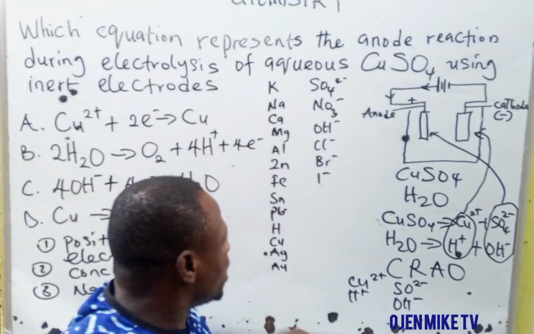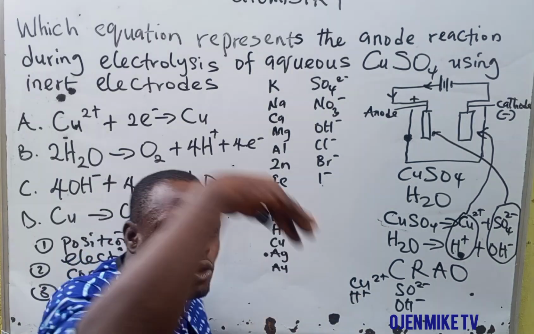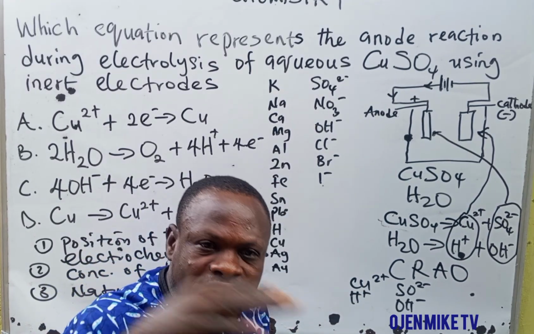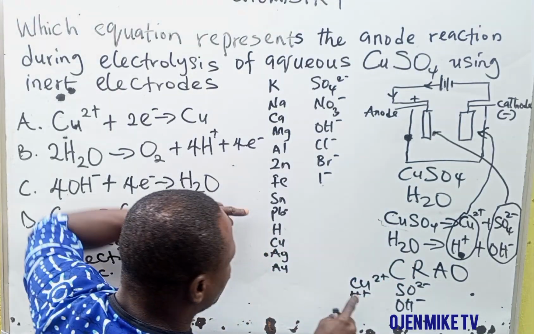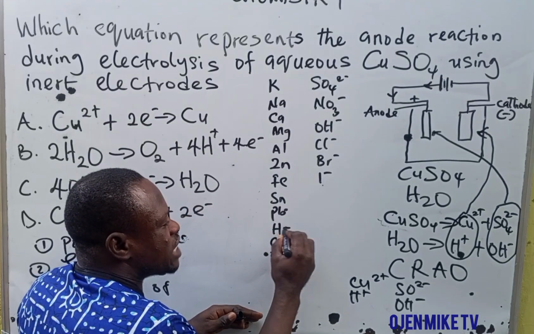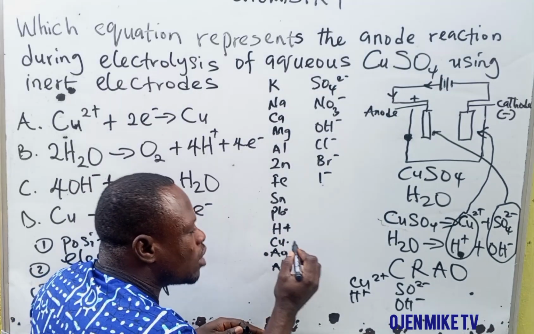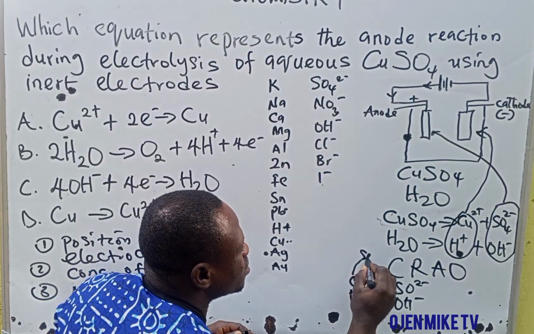Now in the electrolytic cell, what happens? If you look at copper and hydrogen, the one that is lower in the series will be preferred to be discharged than the one that is higher in the series. Hydrogen is higher, therefore copper that is lower will be preferred to be discharged, so copper will be selected.